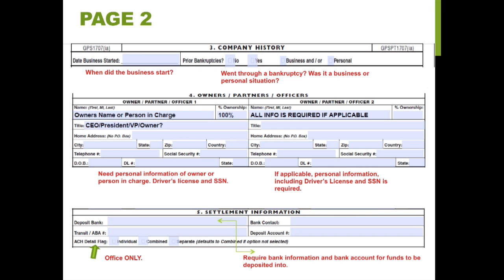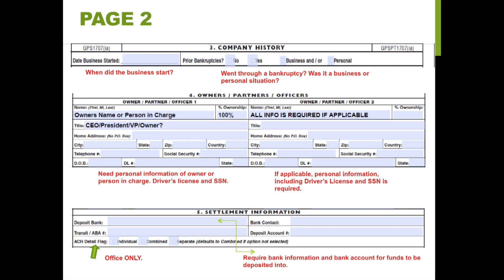Number 4, owners, partners, and officers. Here, we would like to have the personal information of the owner or the partner or the officer of this business. In the event that this is a sole ownership, we would like to have the information filled out on the left-hand side under owner, partner, and officer number 1. However, if the business is a partnership or if there are several owners, then please use both sides.